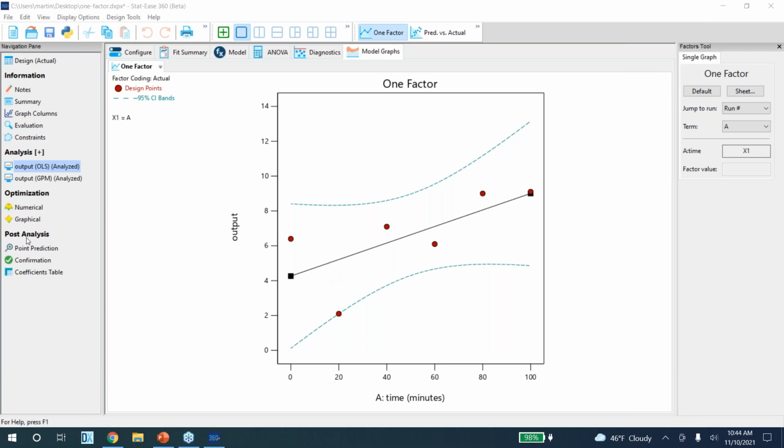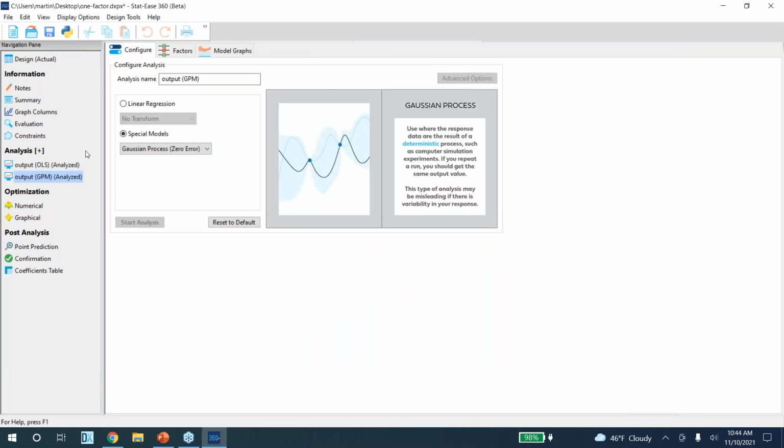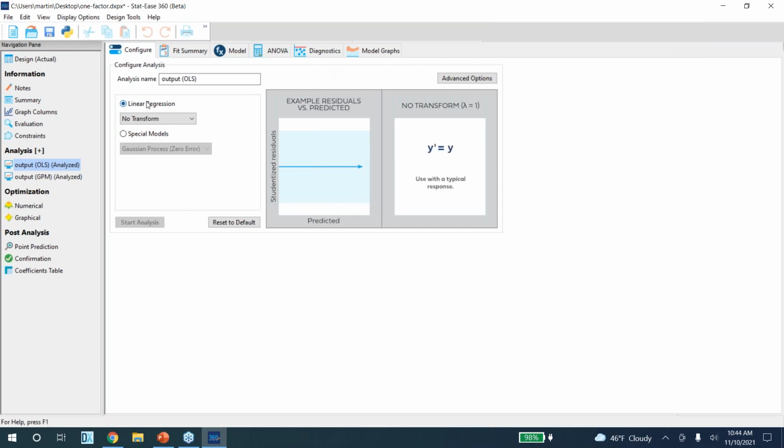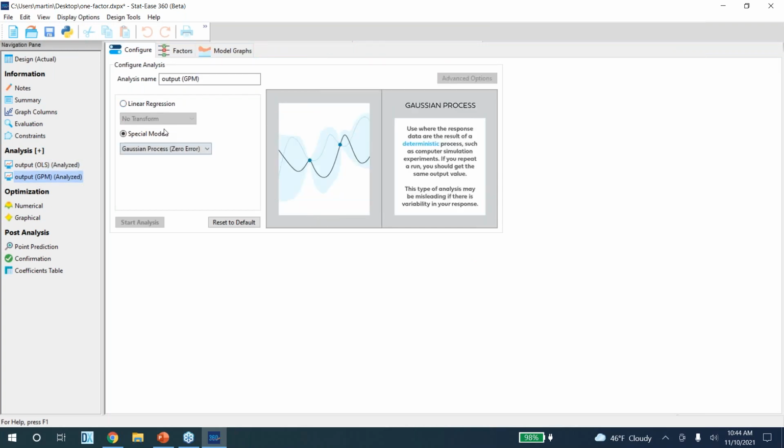Now, on the other hand, let's fit this using a Gaussian process model. When you do a new analysis, you can choose linear regression, which is what I did in the first analysis, in the configure tab. In the second one, I chose a Gaussian process model. These special models will be enabled if Statist 360 detects that you have 0-1 data, it'll enable logistic regression. If you have data that's amenable to Gaussian process models, it'll populate this for you.